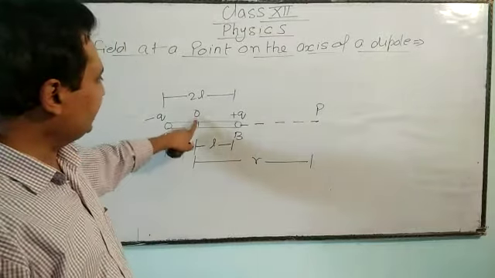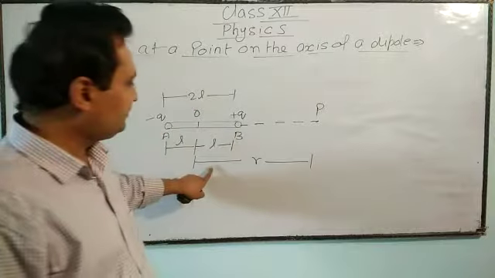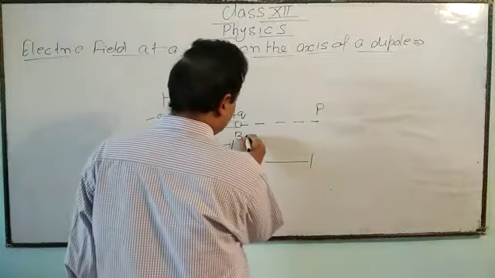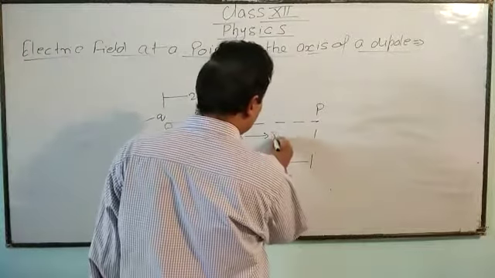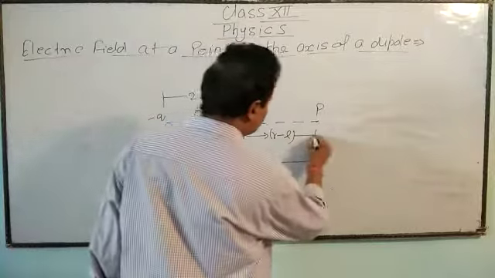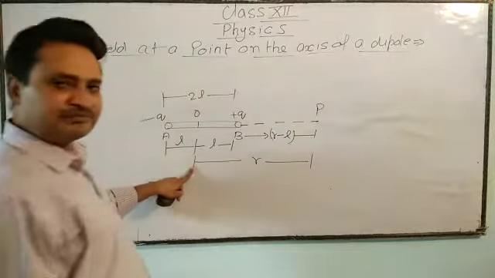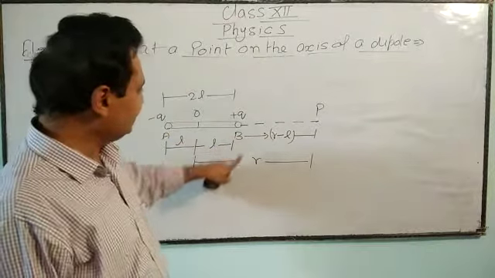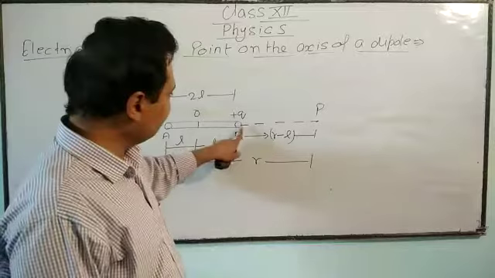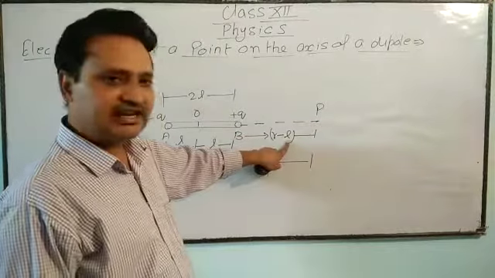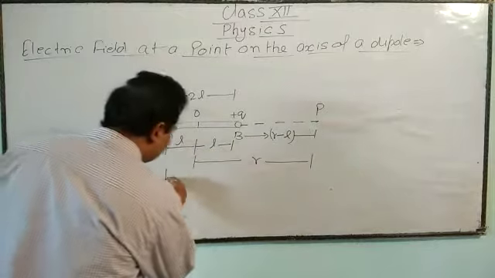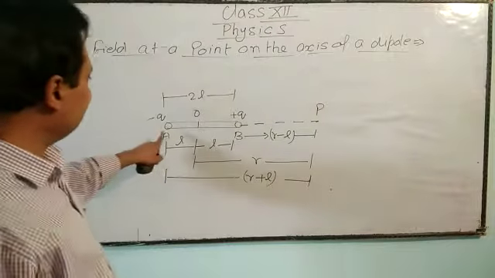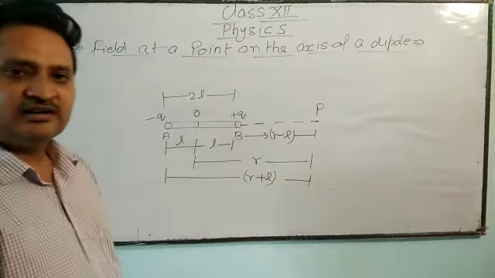Let the distance between the midpoint of the dipole and P be R, and the distance between B and P is R minus L, because the total distance is R. So the distance between B and P is R minus L. Similarly, the distance between A and P is R plus L.